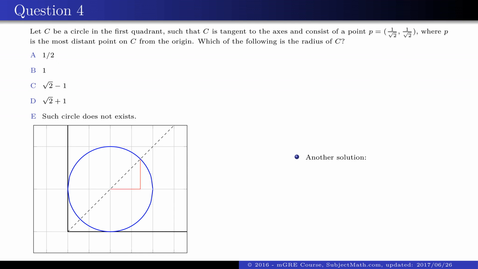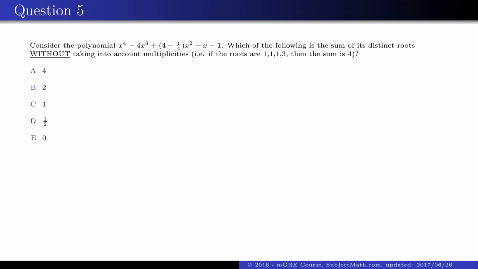Let me note that there is another way to solve this. It is computationally more complicated, but I will use this opportunity to introduce the multiplication by the conjugate trick in order to cancel the root in the denominator. That is a good trick.